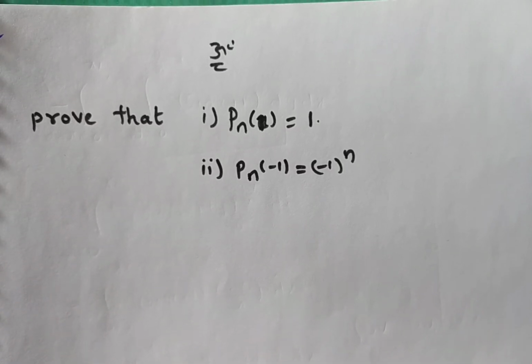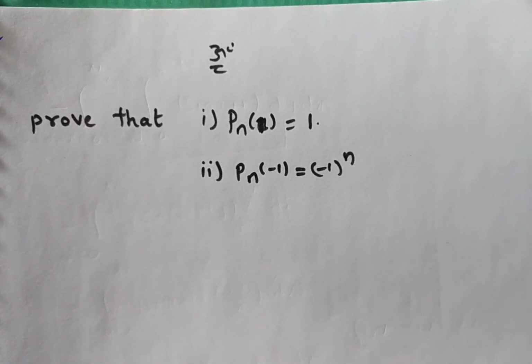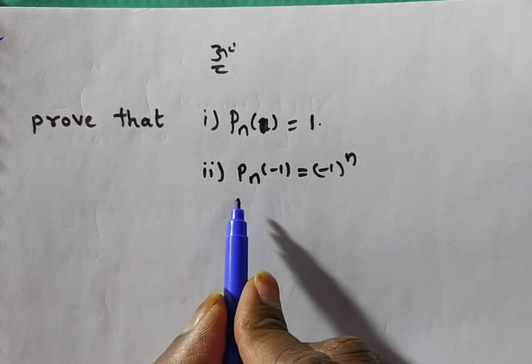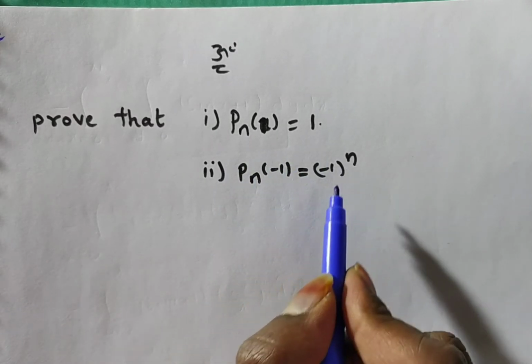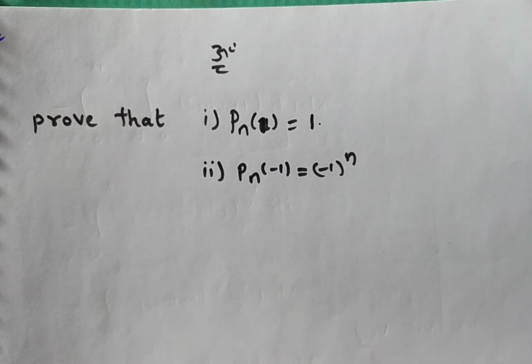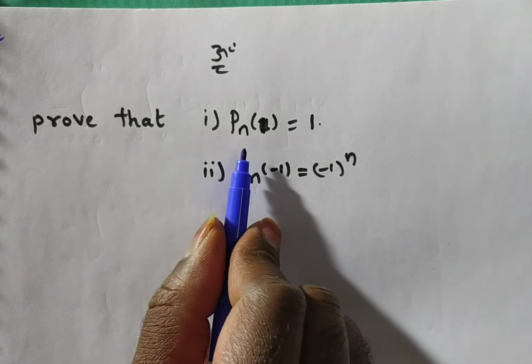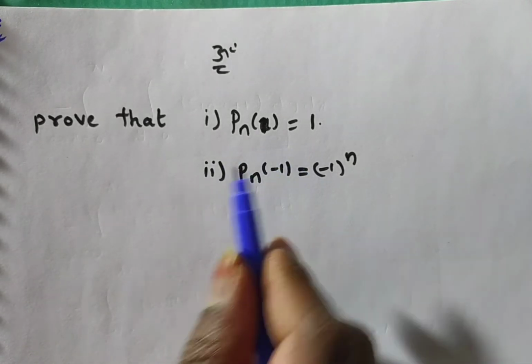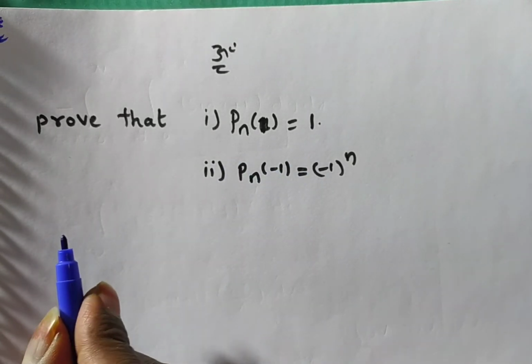Hi friends, in this video we are proving Pn of 1 is equal to 1 and Pn of minus 1 is equal to (minus 1) to the power of n. This topic is chosen from Legendre's polynomials. To prove Pn of 1 is equal to 1, we require the generating function.